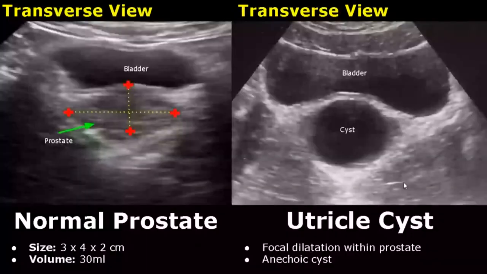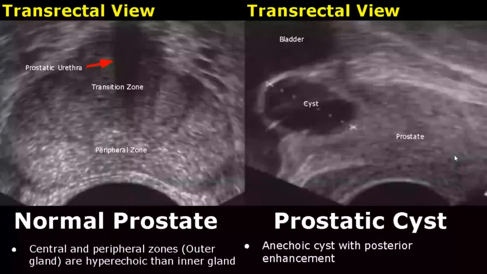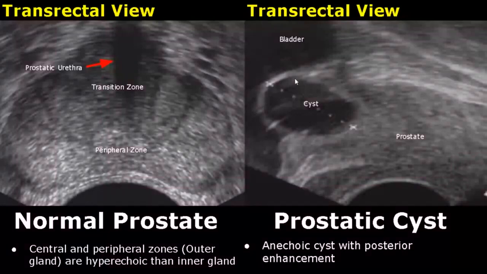Utricle cyst is a focal dilatation inside the prostate. It will appear as an anechoic cyst. Here we have a transrectal view showing a cyst. It is anechoic and has posterior enhancement.